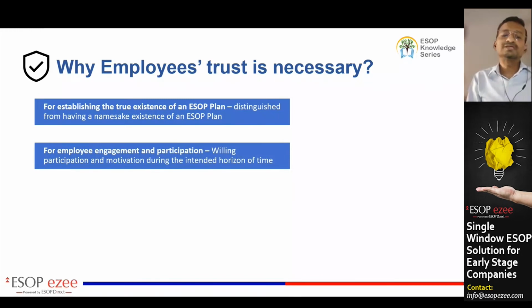Now, for employee engagement and participation. This is a core aspect of any company, of any business plan. Employee engagement and participation is absolutely necessary. In this regard, we can see there are two kinds of participation. One is willing participation, another is forced participation. You might have seen that employees, out of their own free will, participate enthusiastically in the company's programs in achieving the business milestones, and they are totally self-motivated.